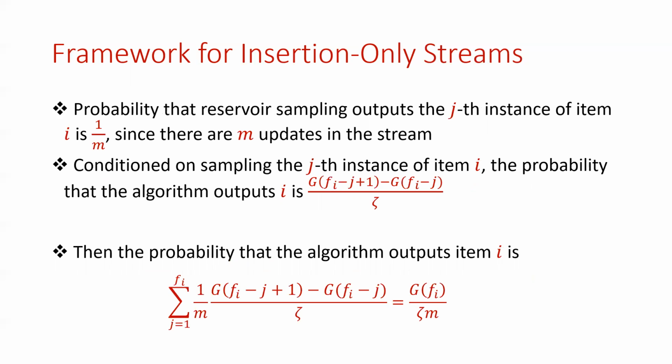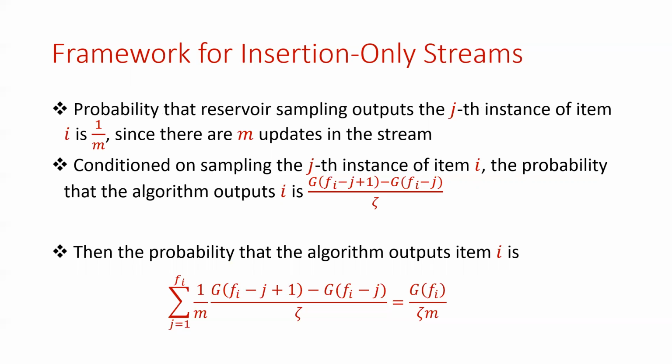So the probability that reservoir sampling outputs the jth instance of item I is 1 over m, since there are m updates in the stream. This is the property of reservoir sampling. Now, conditioned on sampling the jth instance of item I, the probability that the algorithm outputs I is this quantity that we said before. This is because after the jth instance, there can only be fi minus j plus 1 more instances of the item I in the remainder of the stream.